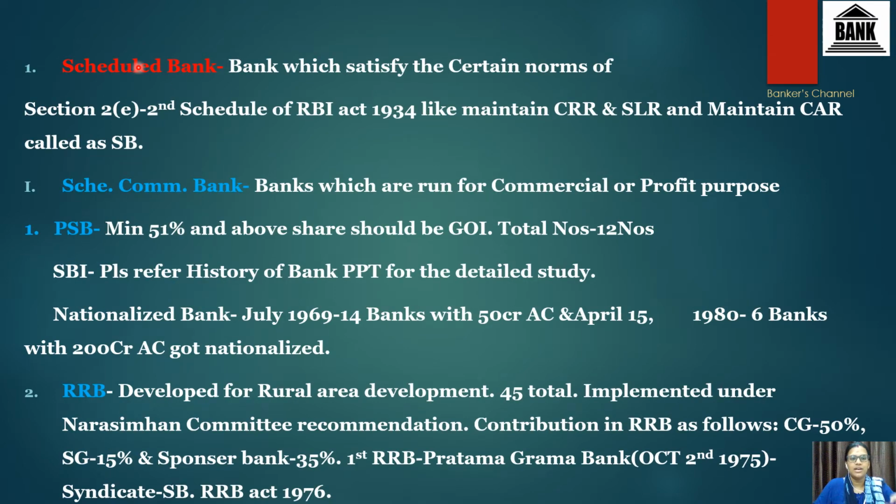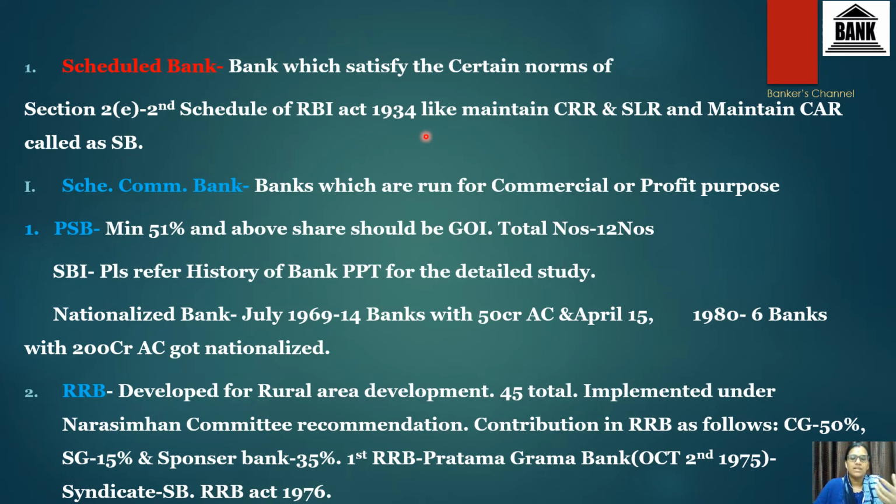First one is scheduled bank. First of all, we will have a look at what a scheduled bank is. Okay, we have the RBI Act 1934. In the RBI Act 1934, we have a number of schedules. Under the second schedule of the RBI Act 1934, there is a section called 2E. The bank which satisfies the terms and conditions available in section 2E of the second schedule of the RBI Act 1934 is called a scheduled bank.